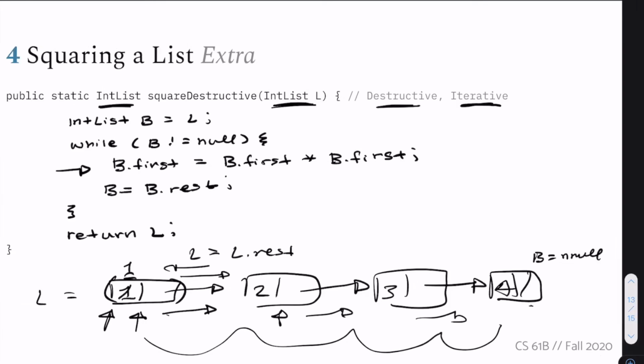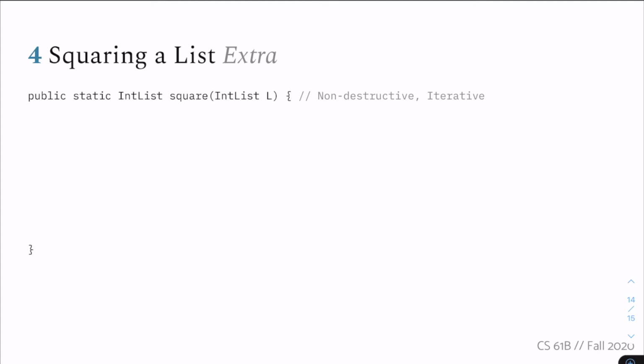Okay, 2 more parts to go. We're doing the full cross section. So we did it previously, non-destructively and recursively. Now we want to do it non-destructively and iteratively. Now this is actually a little bit harder. So I'll give you a couple seconds to think about it. Okay, welcome back. Let's talk about it. So we're doing this iteratively. Okay, so let's get started.